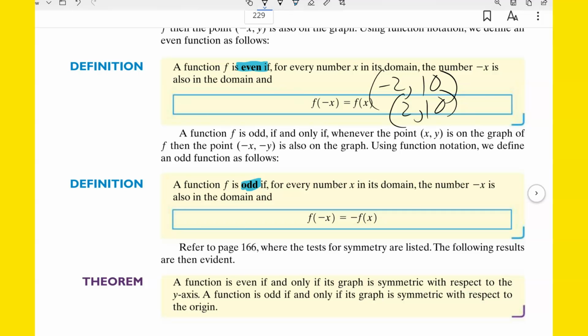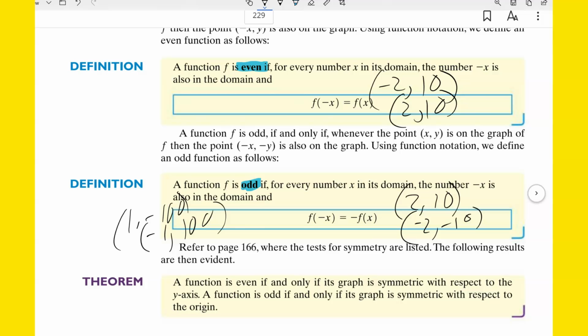So, for example, if you get 10, then if you do -2, you'll get -10. Or if you have 1, -100, if you plug in -1, you'll get +100. And so on and so forth.